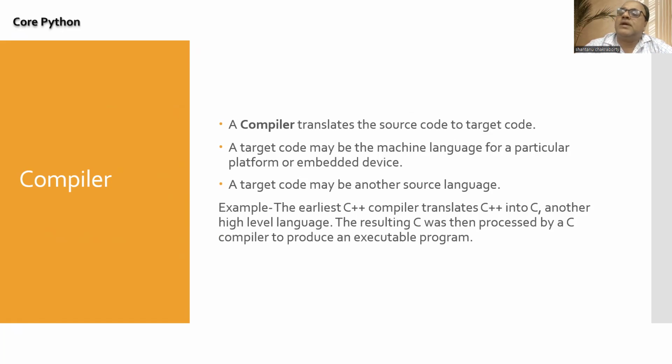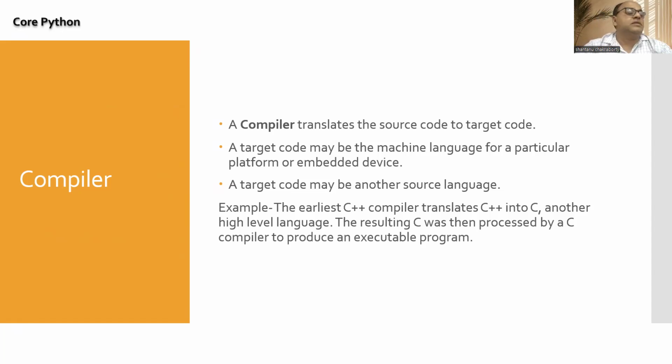A compiler is a translator that converts the source code to an object code, where the object code is in the machine level language and the source code is in a high level programming language. So it translates the source code to the target code. So that is what the compiler does.